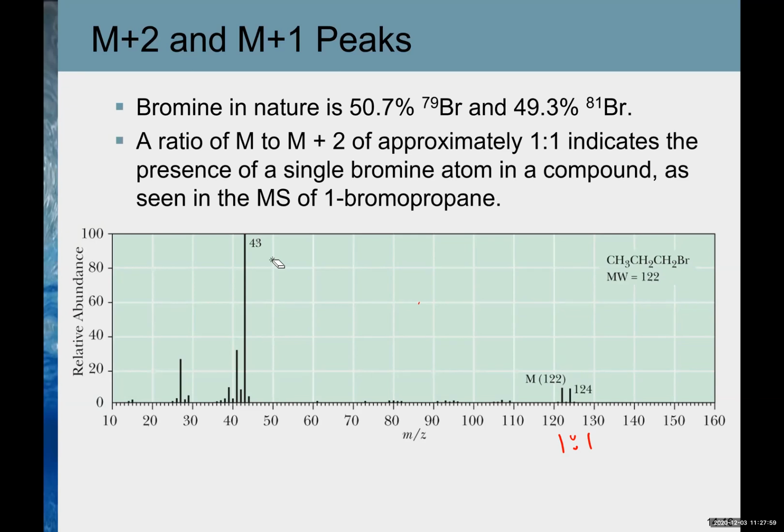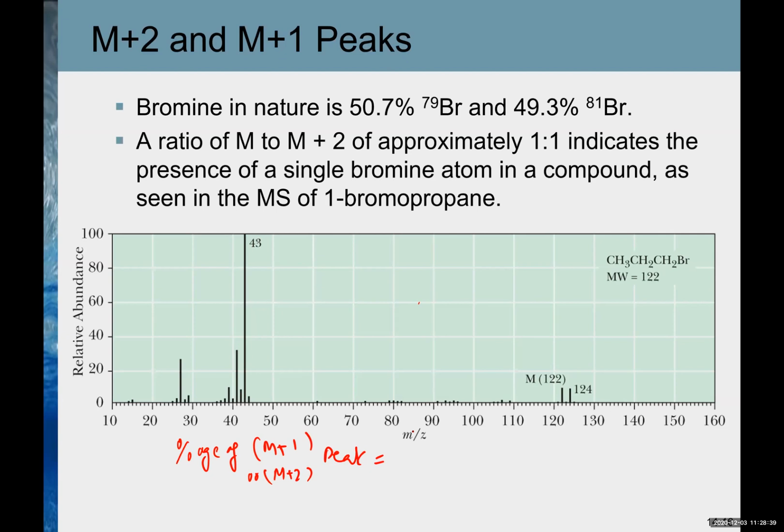Okay, so I would like to go over a formula which may not be in my PowerPoint, but it will be quite useful to calculate the abundance of the M and M plus 1 peak. So remember this formula. This is called the percentage intensity of the M plus 1 peak, or it could be M plus 2 also.